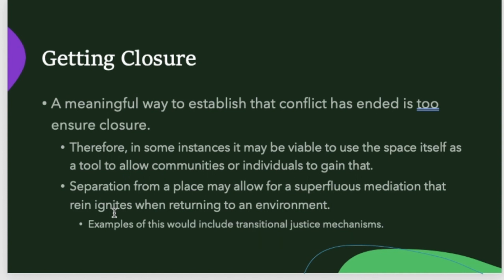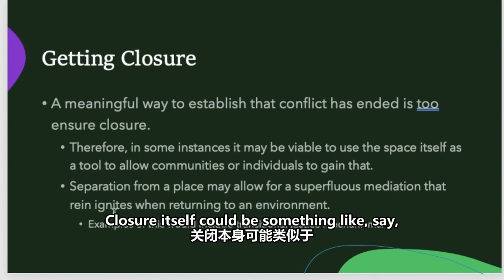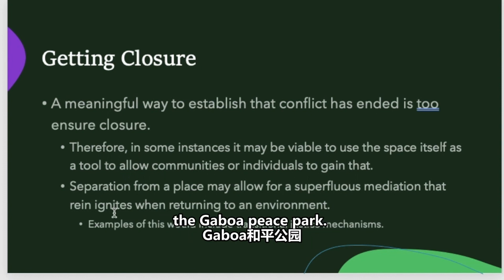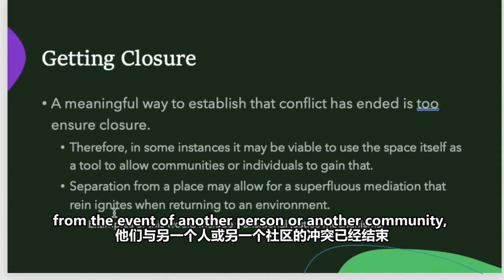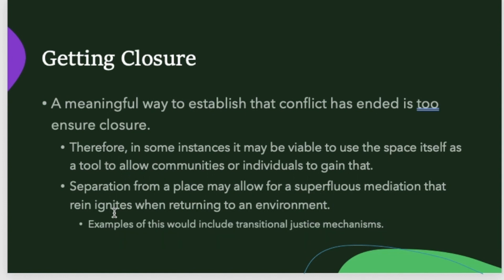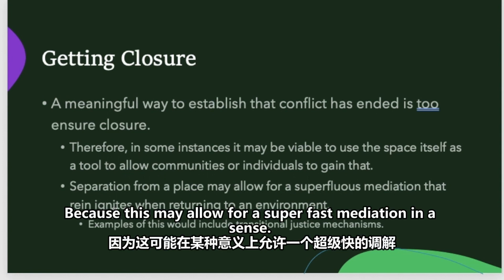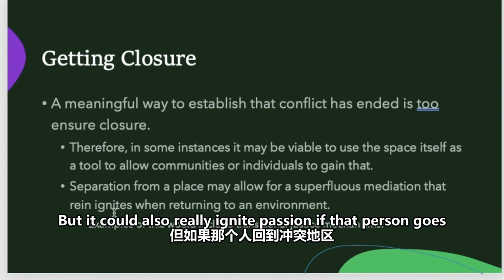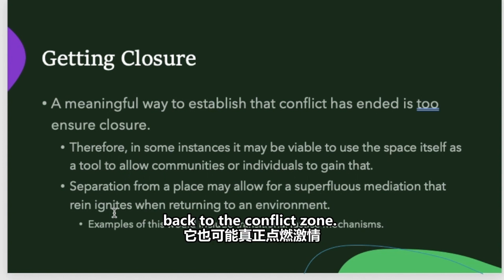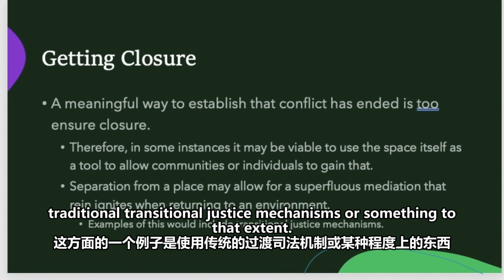Therefore, in some instances, it may be viable to use the space itself as a tool to allow communities or individuals to gain that closure. That could be something like, say, the Gabon Peace Park. Any individual who leaves that space or who is in that space has to acknowledge that they have closure from the event that caused them to have conflict with another person or another community. It also might be important to have separation from a place, because this may allow for a superfluous mediation in a sense, but it could also really ignite passion if that person goes back to the conflict zone.